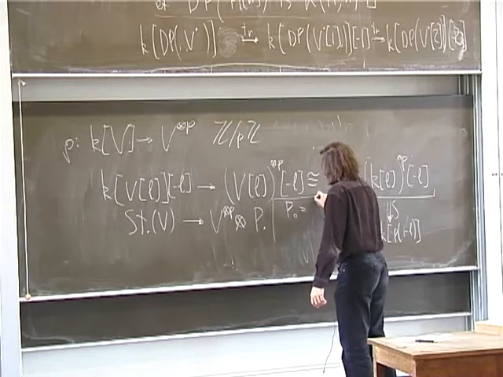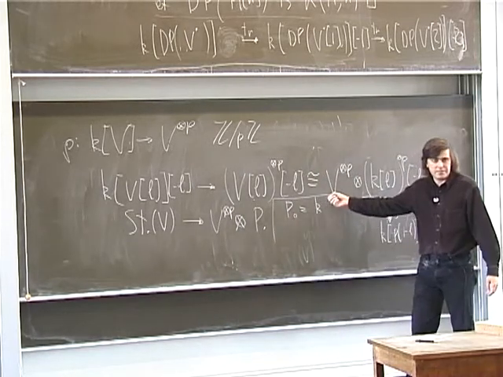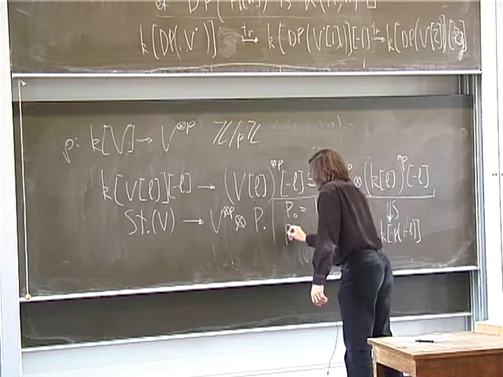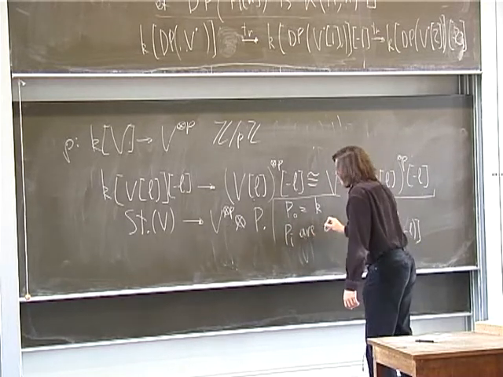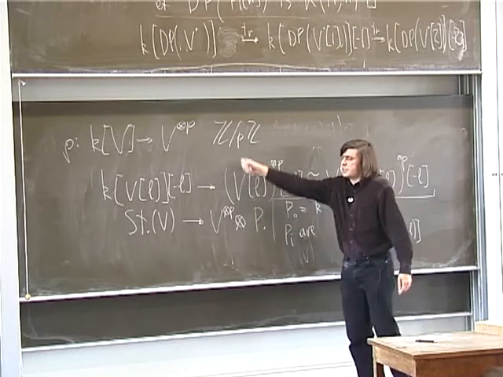P0 is just identically k, the trivial representation. And all the other things are free representations of the cyclic group.